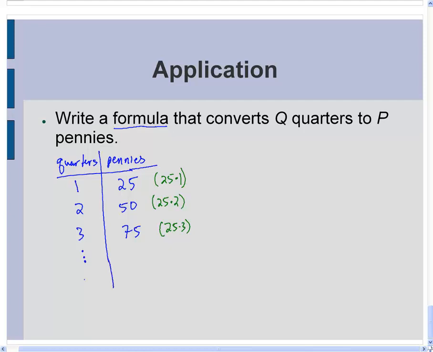What if we had q quarters? Well, following the pattern, for 1 quarter I had 25 times 1, and for 2 quarters I had 25 times 2, and for 3 quarters I had 25 times 3. So for q quarters, I would have 25 times q pennies. So therefore the number of pennies is given as 25 times the number of quarters.